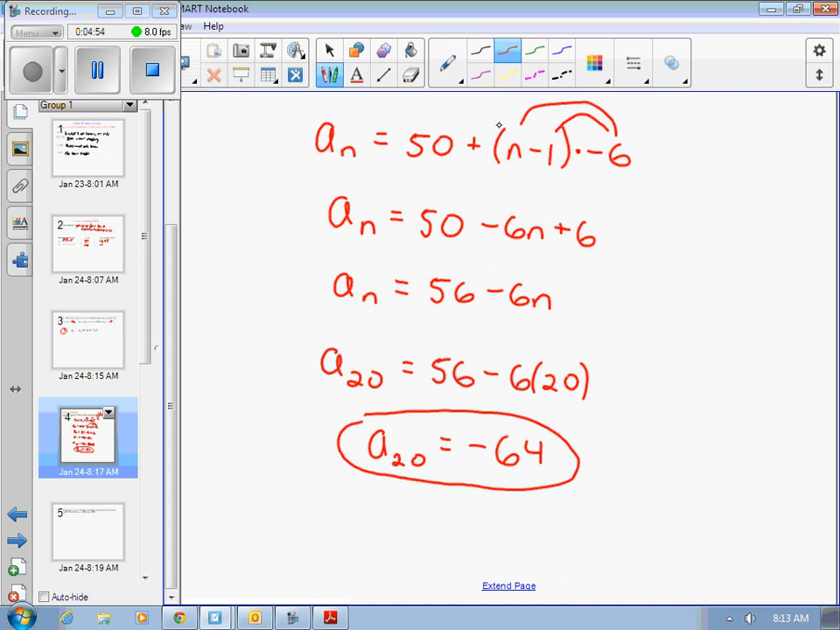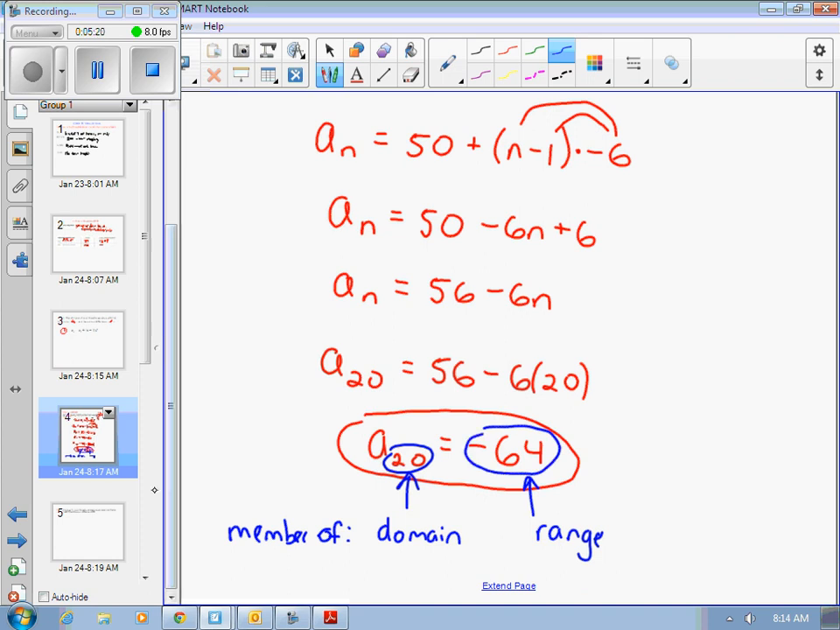So revisiting our topic above of domain and range, this 20 is a member of the domain. It's kind of like the X value that you plugged in. This negative 64 is a member of the range. So those aren't just the domain and range themselves. They're parts of the domain and range. And that's what we're talking about when we say the term number and the actual term itself in terms of domain and range.